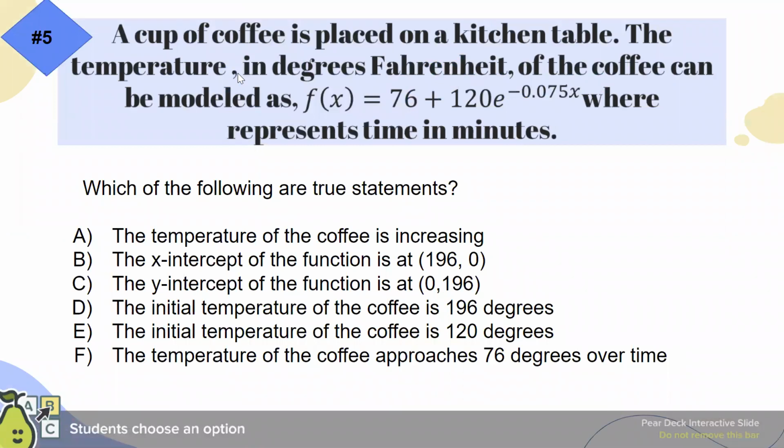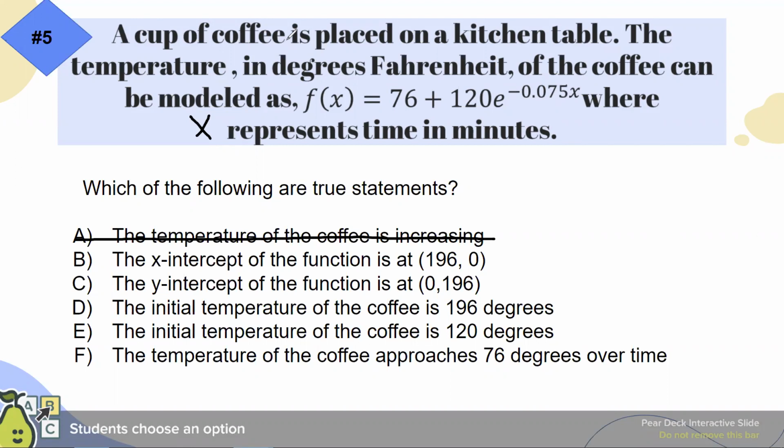All right, a cup of coffee is placed on a kitchen table. The temperature in degrees Fahrenheit of the coffee is modeled by this equation: f of x is equal to 76 plus 120e to the negative 0.075x, where x represents time in minutes. Which of the following are true? The temperature of the coffee is increasing. We can eliminate that straight away. If you pour a cup of hot coffee, it's never going to get hotter. Our cup of coffee is actually going to slowly decrease.